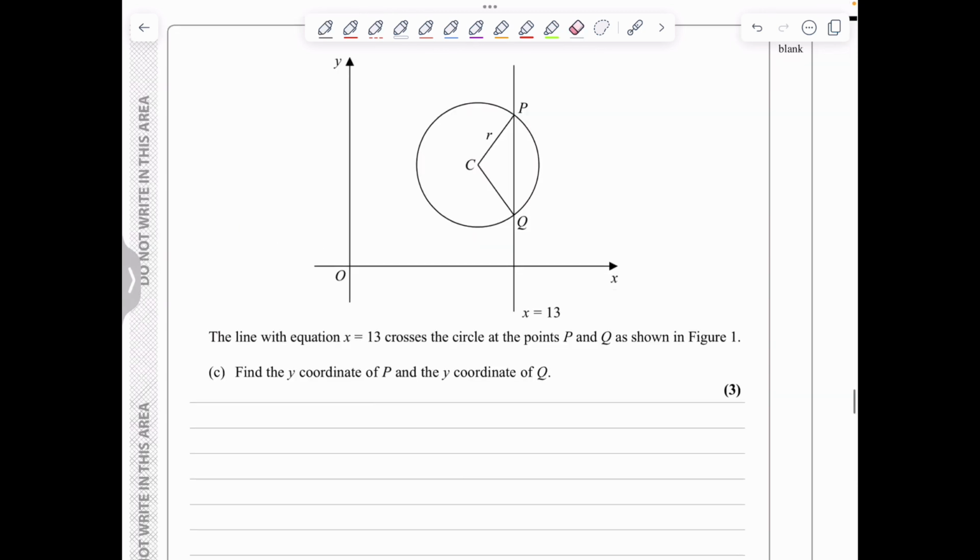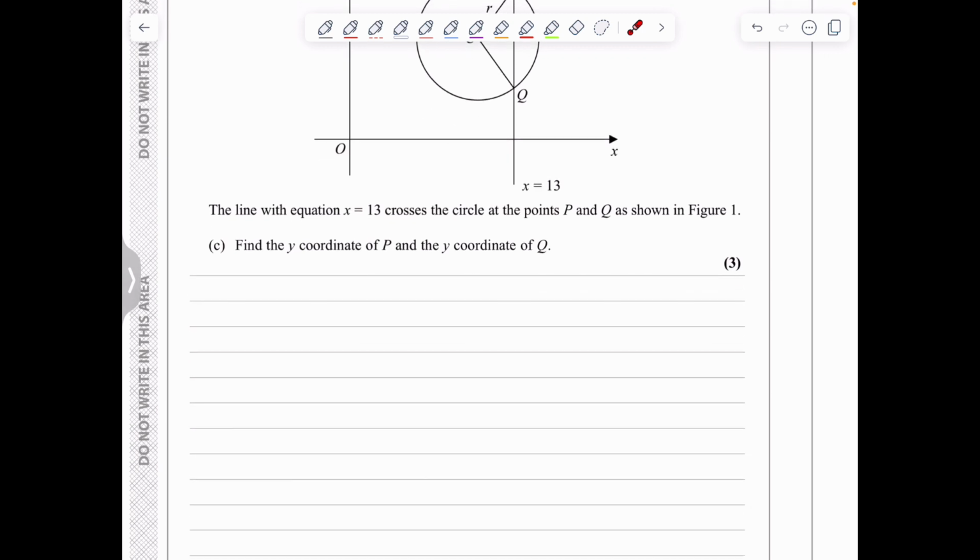We then have that the line with equation x = 13 crosses the circle at points P and Q as shown, and we need to determine the y-coordinates of P and Q. Well, let's recall the equation of the circle that we have obtained in part A. We know that at points P and Q, the x-coordinate is 13. So I will substitute to arrive at (13 − 10)² + (y − 8)² = 25.